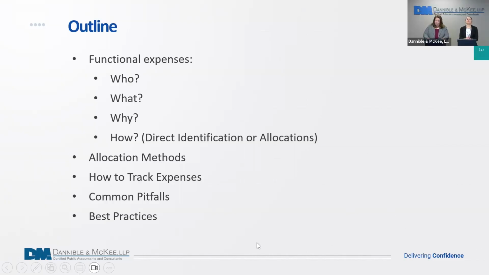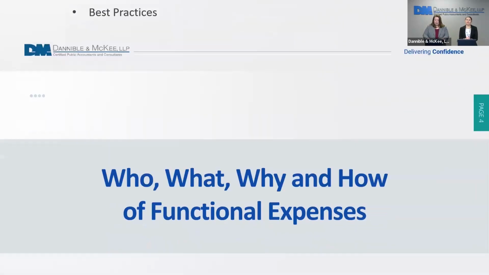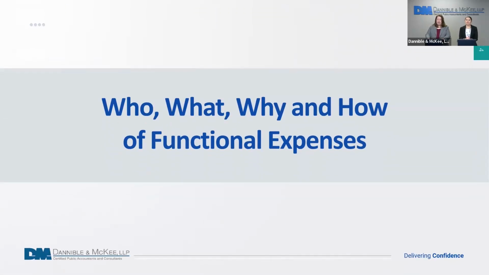Yes. So, and then the fourth one was how. So we're going to talk about the direct identification and allocations. We're going to talk about the allocation methodologies. Angela's going to go through and talk more about how to track your expenses and the tools to do that. We're going to talk about the common pitfalls and best practices.